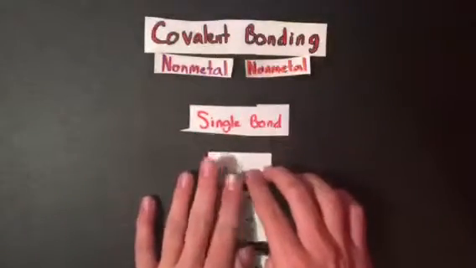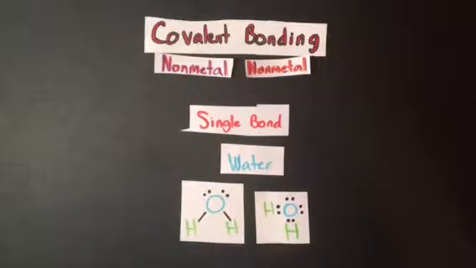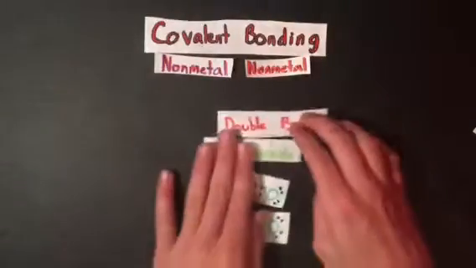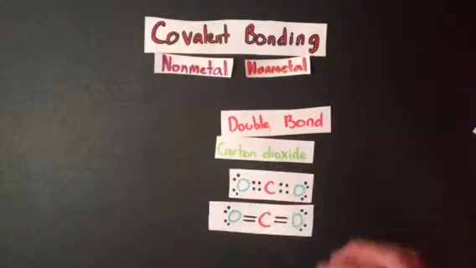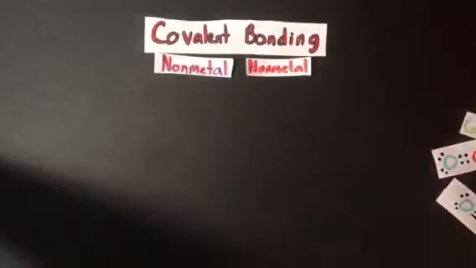Single bonds are formed when two electrons from separate atoms form a pair together. An example of this is shown with water molecules. Double bonds form when two pairs of shared electrons conjoin together. Carbon dioxide has two double bonds connecting the oxygens to the carbon.